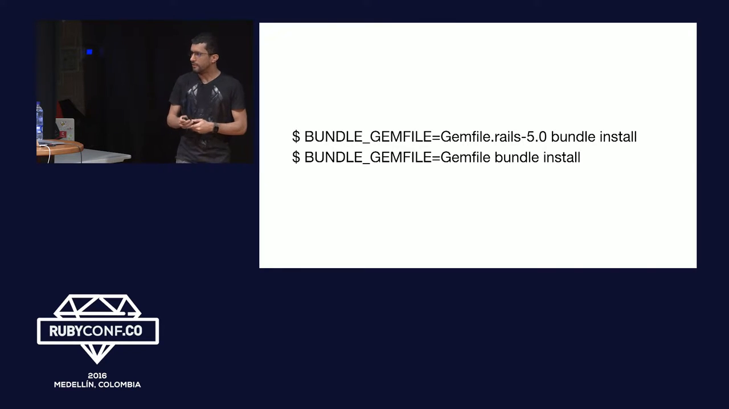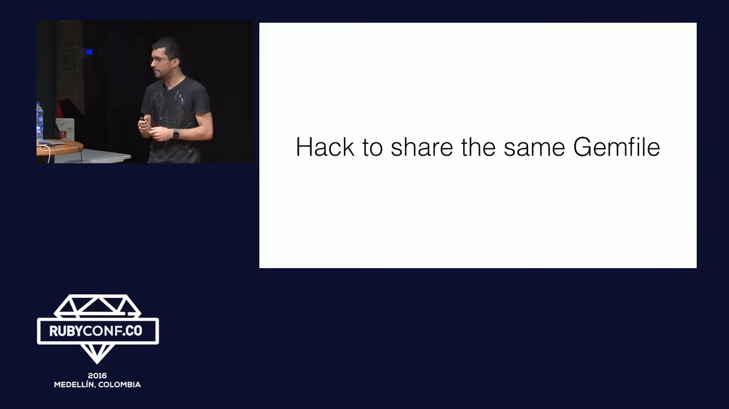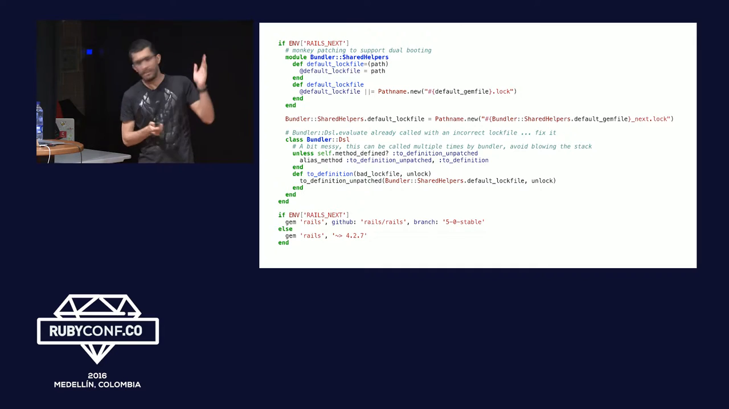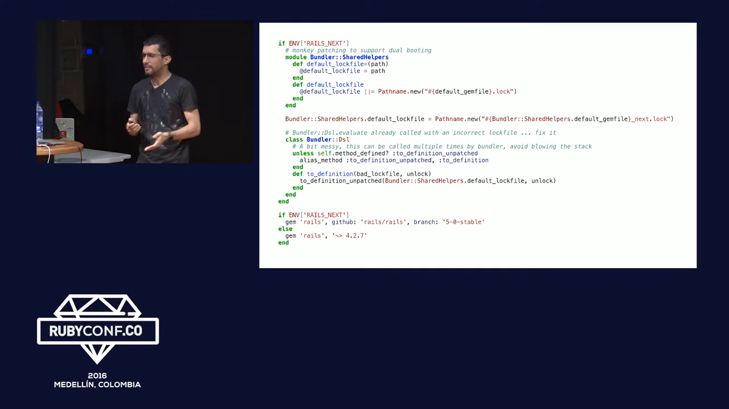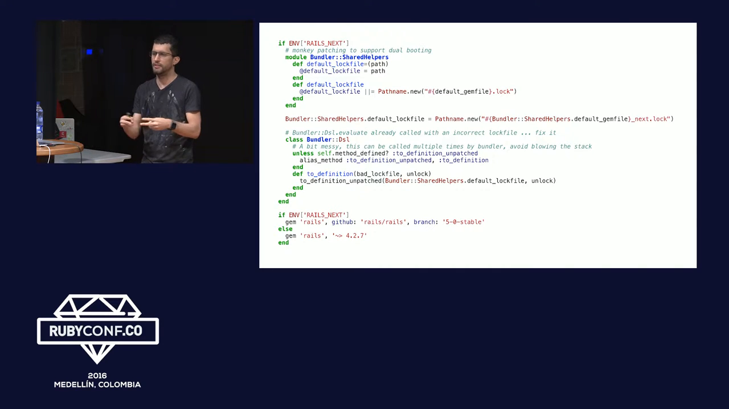So to fix this problem, we made a hack to share the same Gemfile. It's a really nice hack. It's a monkey patch inside the bundler, and you can see the code right here. I'm not going to explain this code, but what it does is help some class of bundler to define a way to share the same Gemfile and generate two different Gemfile locks.